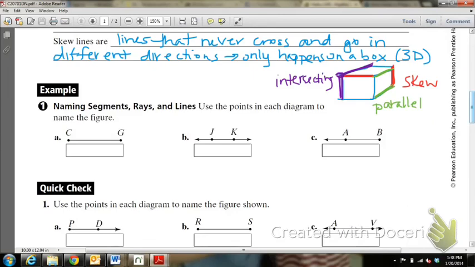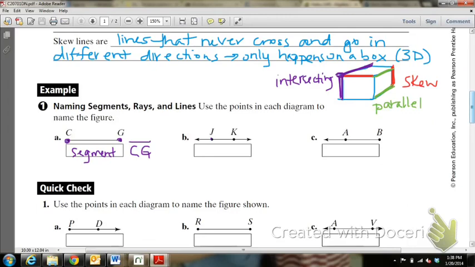Okay, so now you're going to name these figures below. You're going to name whether it's a segment, ray, or a line. And then we're going to use our letters. Okay, so this one has 2 endpoints and it does not keep going on either side. So this is a segment, and I would call it CG with just that over it.